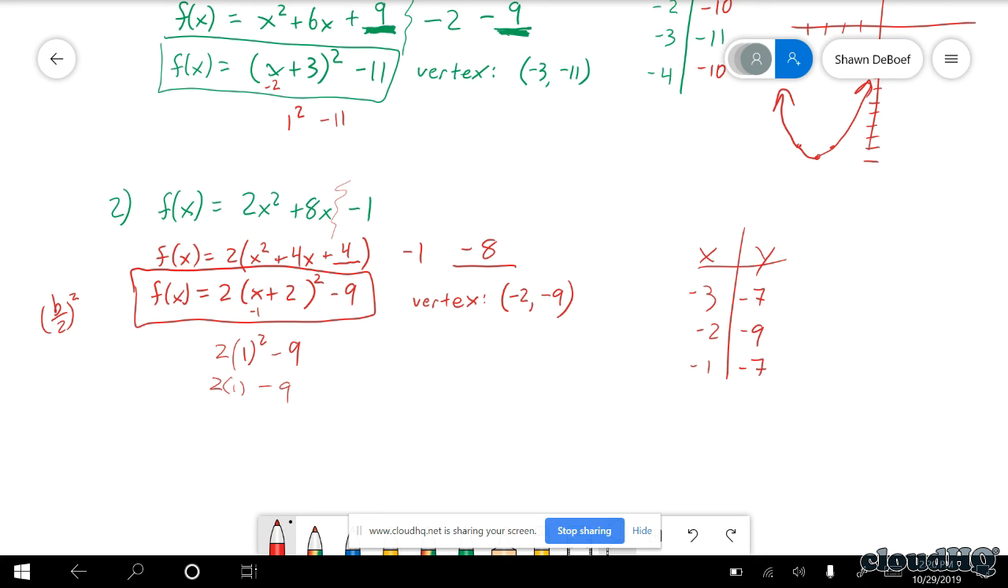That should be enough to be able to get you through 4.7. And we can talk about it more in depth later if we need to.